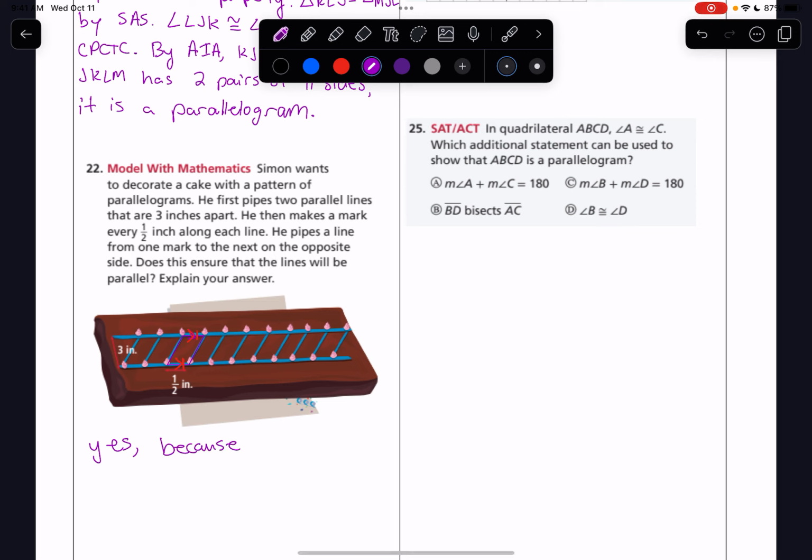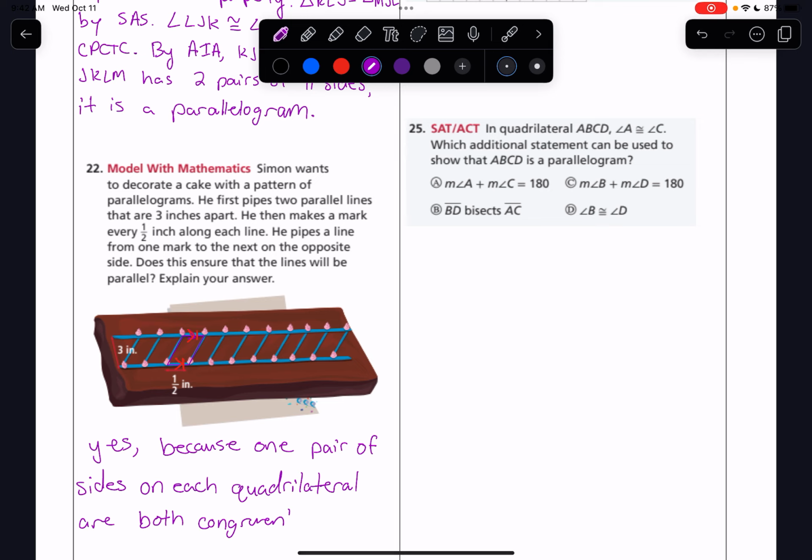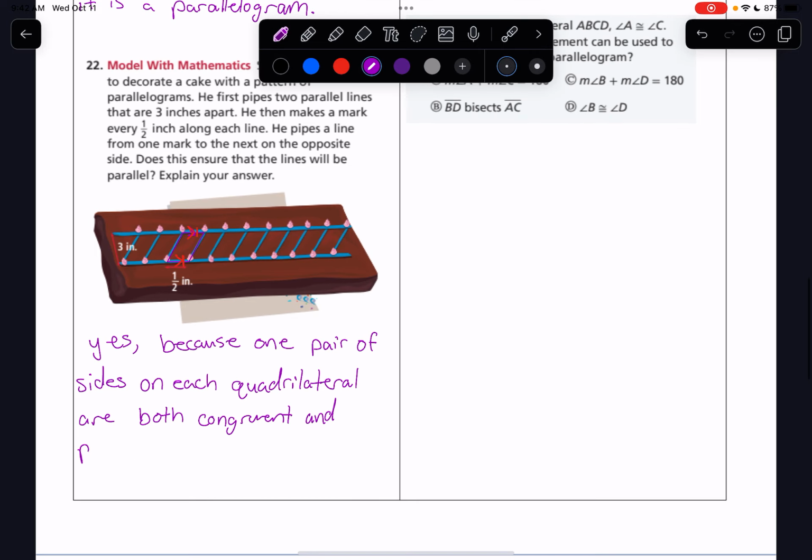Because one pair of sides on each quadrilateral are both congruent and parallel, making them parallelograms.